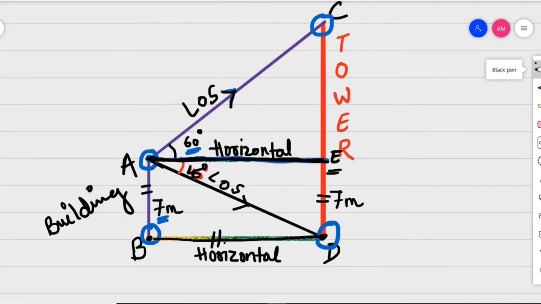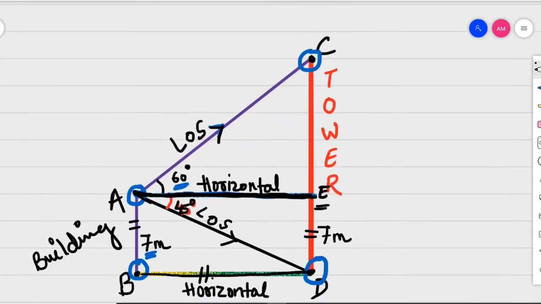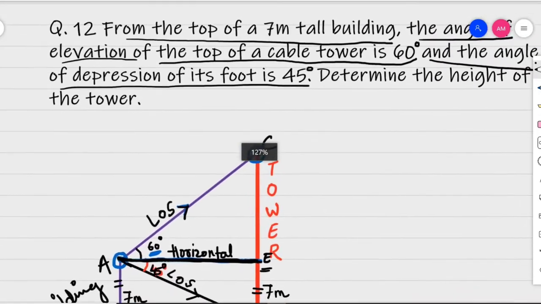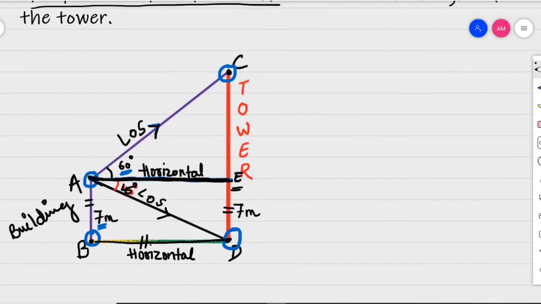You cannot make an angle in the air, so you have to draw this imaginary horizontal line. This AE is in the air, that you have to keep in mind, because when you visualize this, you are standing at the top of a building at point A and you are looking at the top of the tower, which is C, and the line of sight and the horizontal make the angle 60 degree. So this horizontal is in the air. Okay. Now determine the height of the tower. You have to find the height of the tower. How will you find it?